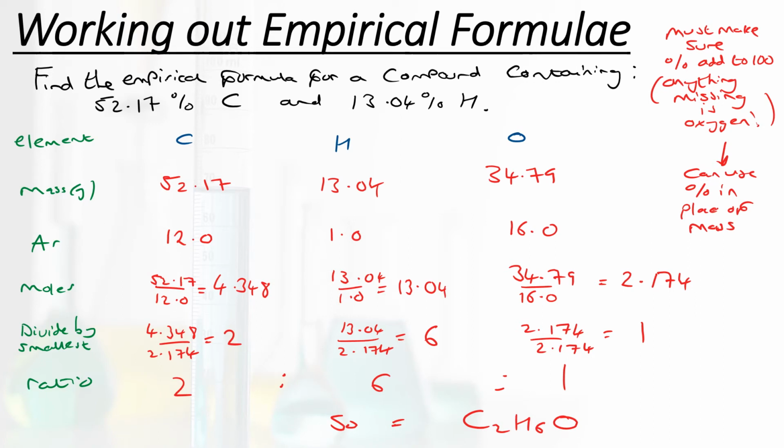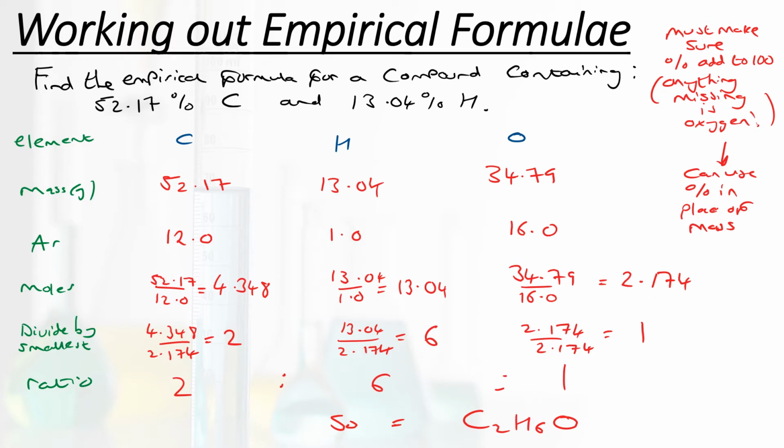Then, because we have to work out the moles, the thing that I always do underneath is to put the atomic weight of that element. So carbon is 12.0, hydrogen 1.0, oxygen 16.0. Remember that we always put atomic masses to one decimal place. Then we work out the moles by using that the moles is the mass divided by the Ar. So the moles of carbon comes out to be 4.348, the moles of hydrogen 13.04, and the moles of oxygen 2.174.